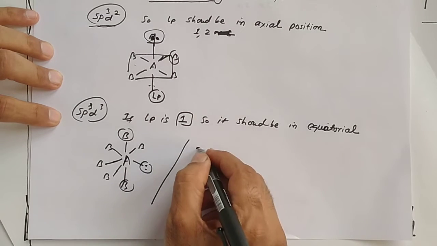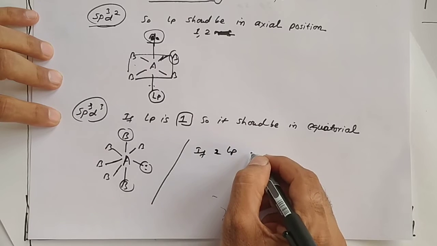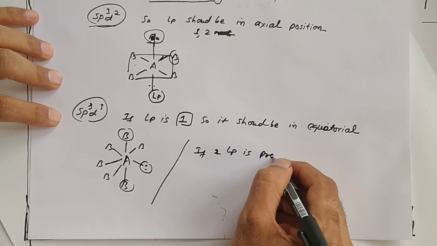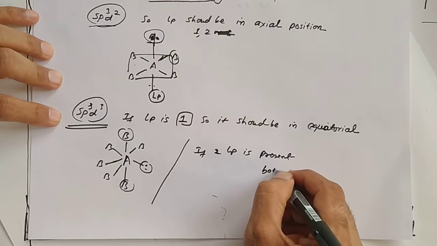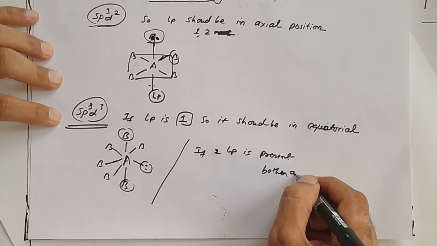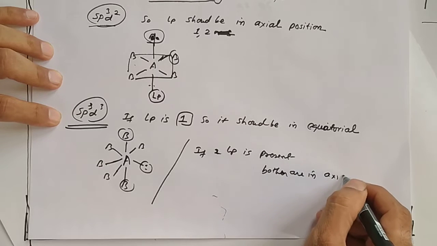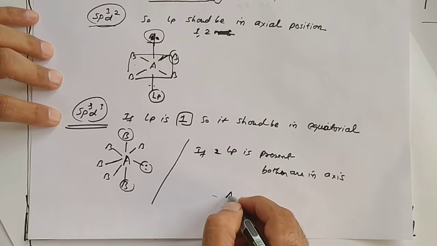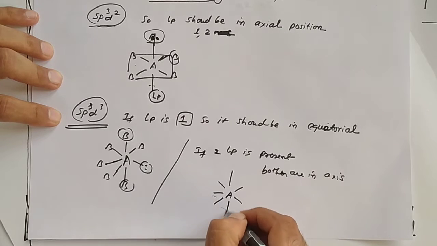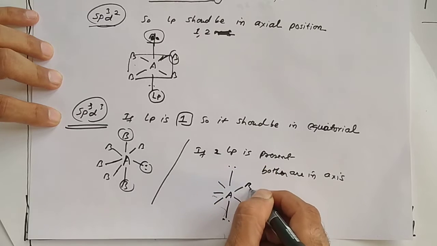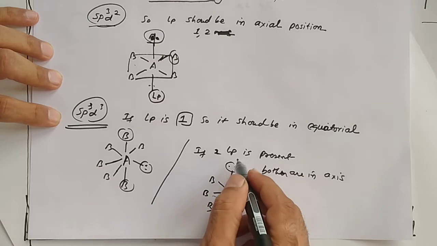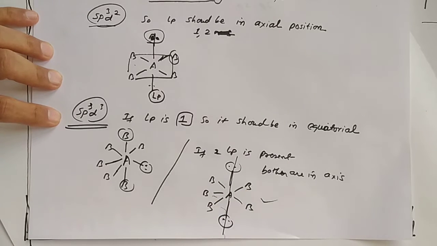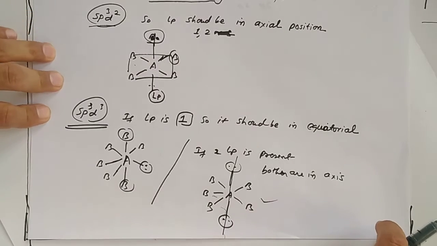Understood? If 2 lone pairs are present in sp3d3, both are in the axis. Here bonding pairs are 5, lone pairs are 2. So 2 lone pairs are always at the axial position. Remember and store this in your mind.